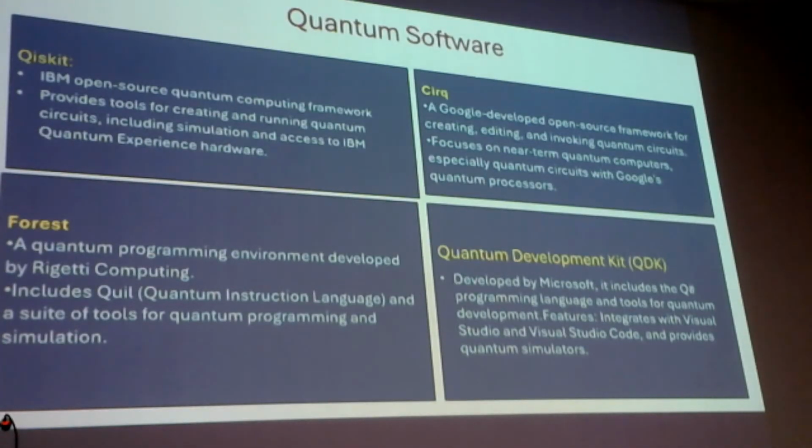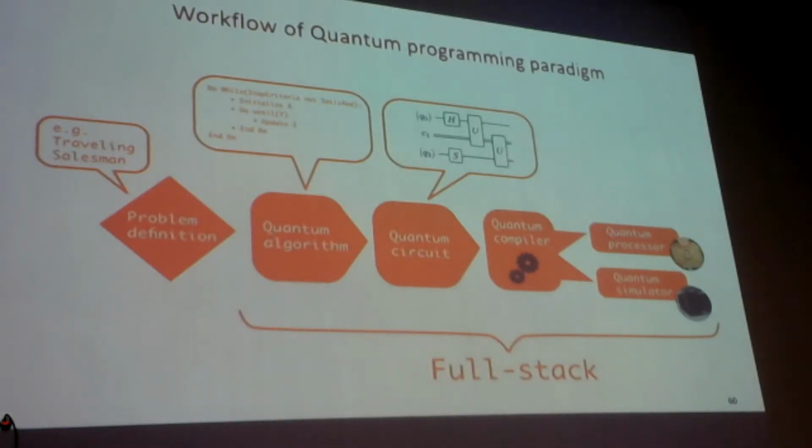As I said, Qiskit is IBM's one. Cirq, you can work on that also. That is a Google developed open source framework. They are all open source. Forest, then Quantum Development Kit, all these are open source. You can start your research on quantum computing using any of these. Then the workflow will give you a better idea of how it's going to work.